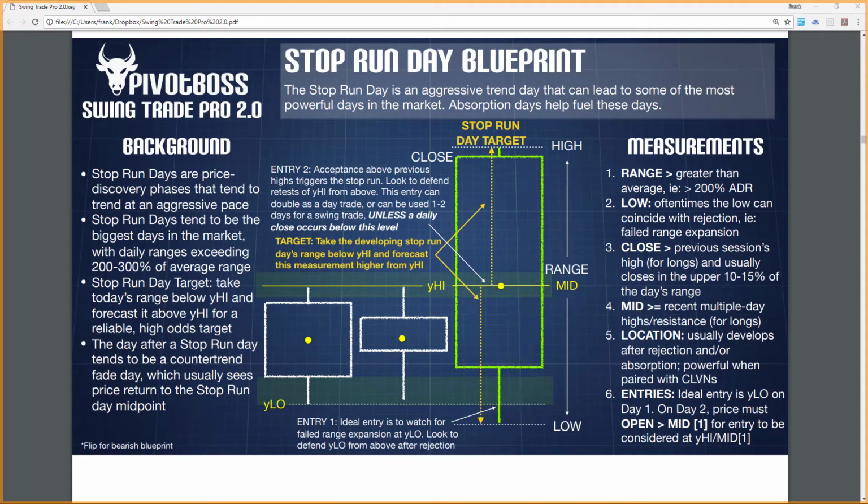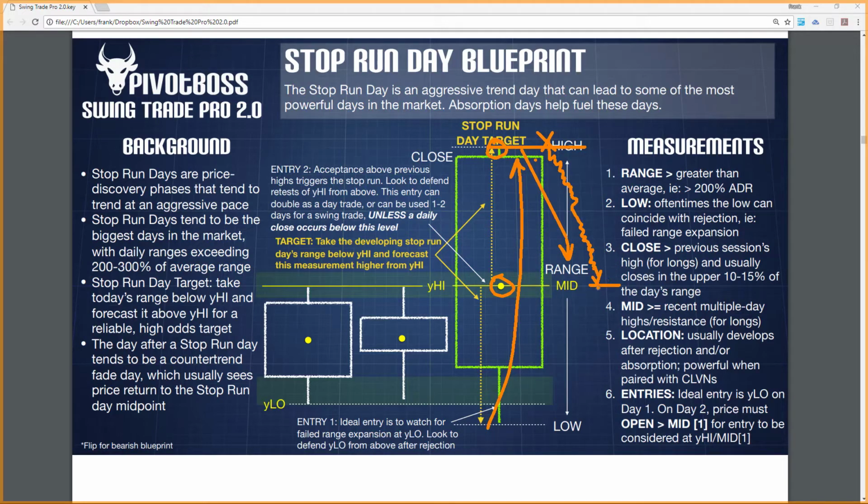Now, after a stop run day, it's also important to understand that after you get a major stop run like this, the day after a stop run can tend to be a counter trend fade day, which means the next day price may reject that high, in which case now we're pushing back and trending lower as a counter trend fade day back to or toward the midpoint.